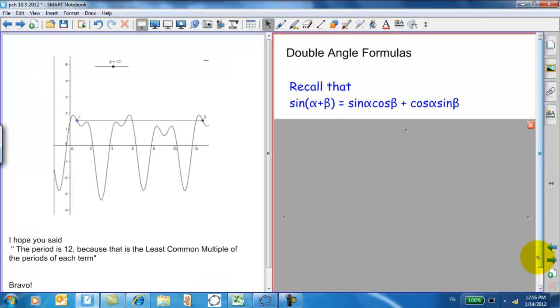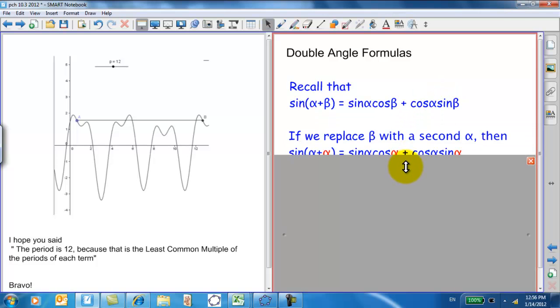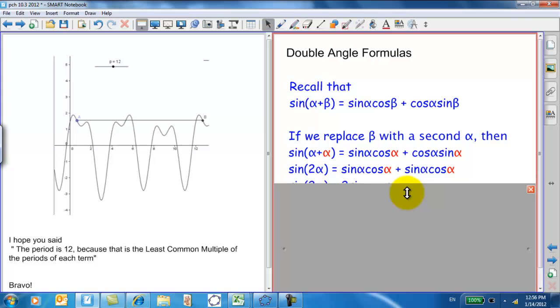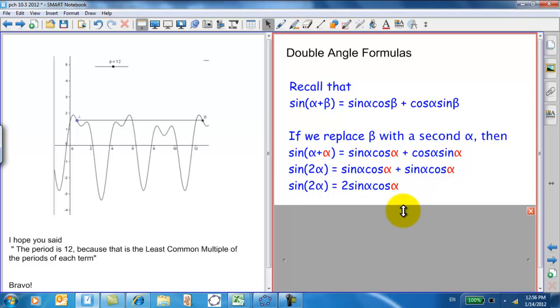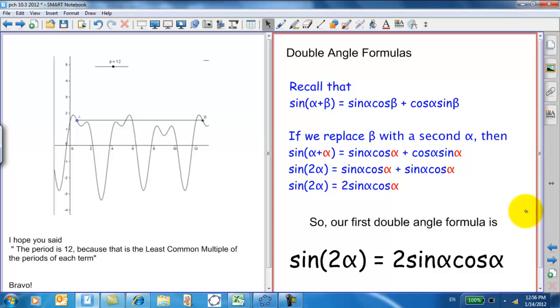Okay, now some of the formulas we're going to learn here. The double angle formulas. Recall that the sine of alpha plus beta equals sine alpha cosine beta plus cosine alpha sine beta. Well, what if we do a substitution and replace beta with another alpha? So it's sine of alpha plus alpha. Then the betas become alphas, and there's no difference between two alphas, so it's the sine of 2 alpha. Sine alpha cosine alpha plus sine alpha cosine alpha. So you get the sine of 2 alpha equals 2 sine alpha cosine alpha. There's our first double angle identity.